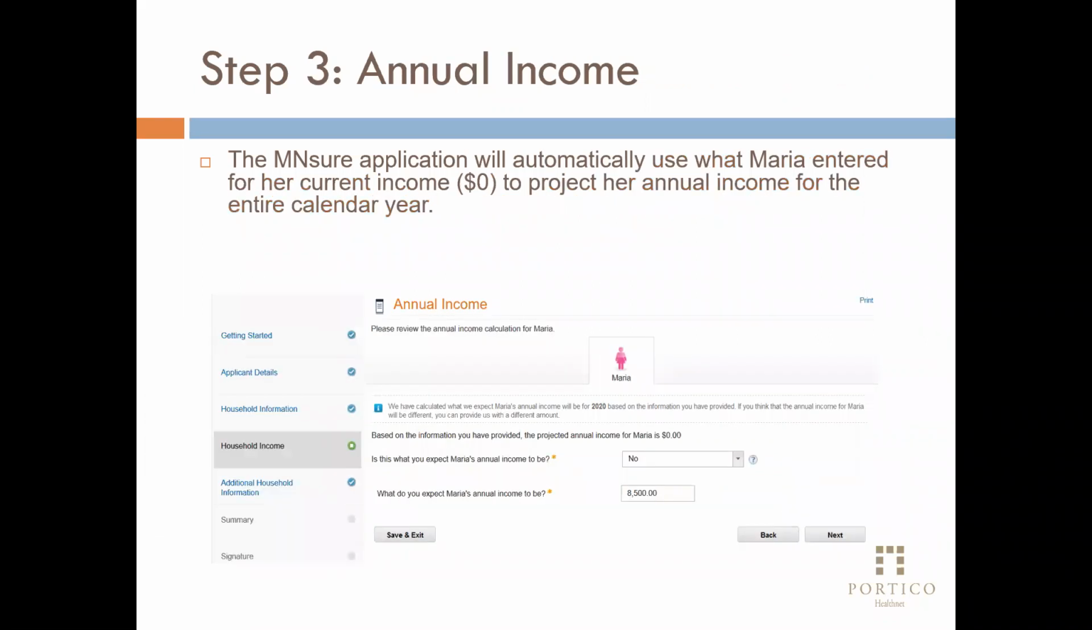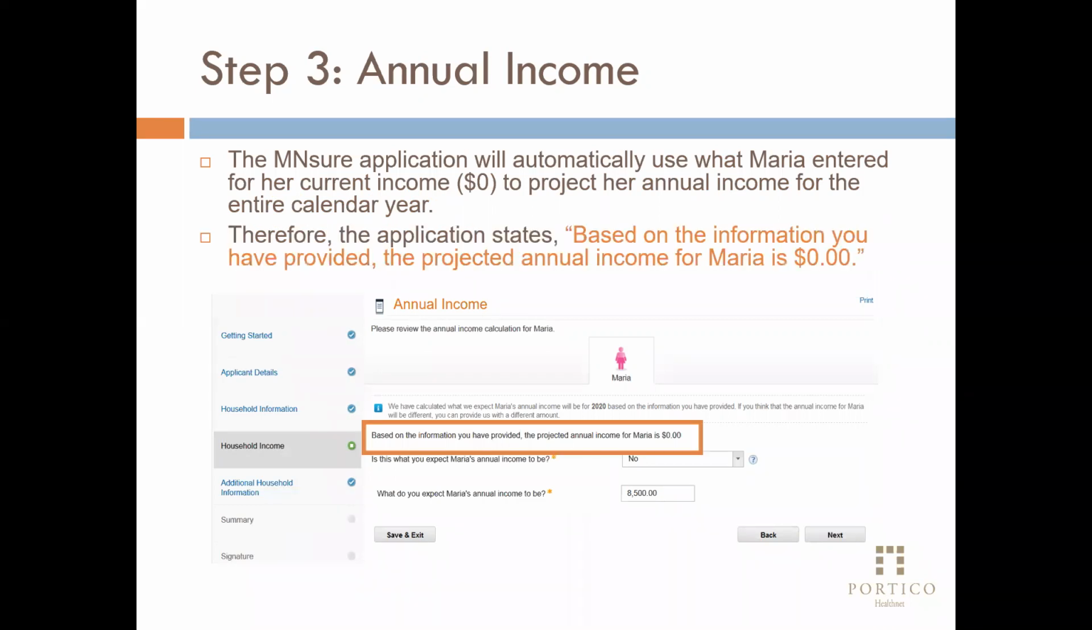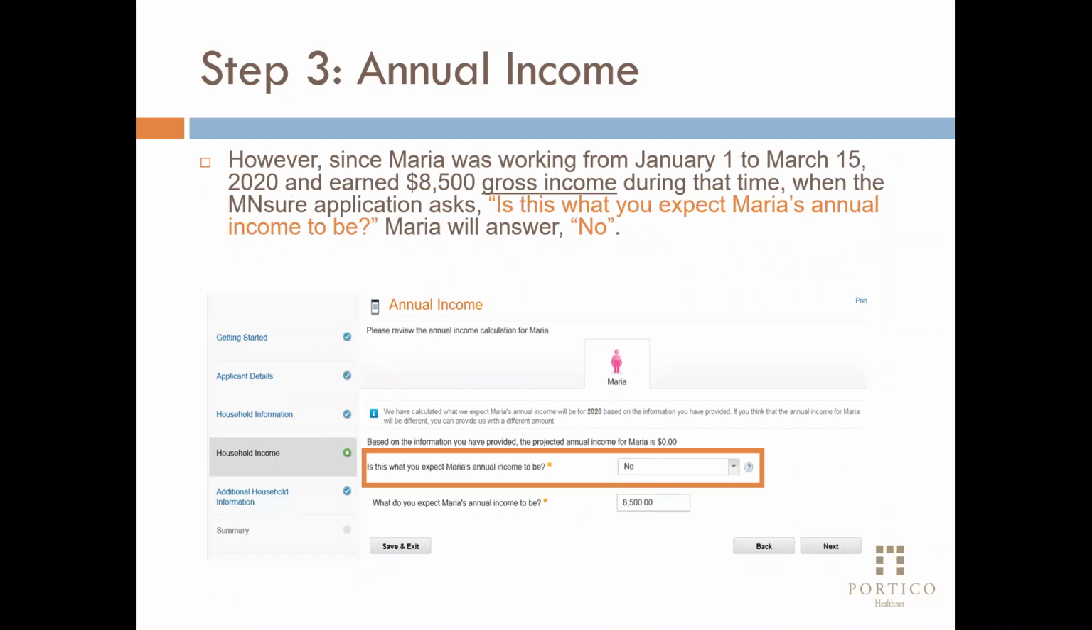Step three will be to provide information about Maria's annual income. The MNsure application will automatically use what Maria entered for her current income, which is $0, to project her annual income for the entire calendar year. Therefore, the application states, based on the information you've provided, the projected annual income for Maria is $0. However, since Maria was working from January 1st to March 15th, 2020, and earned $8,500 gross income during that time, when the MNsure application asks, is this what you expect Maria's annual income to be?